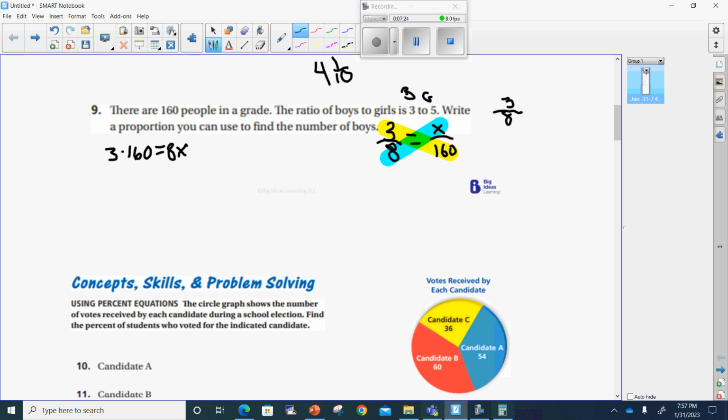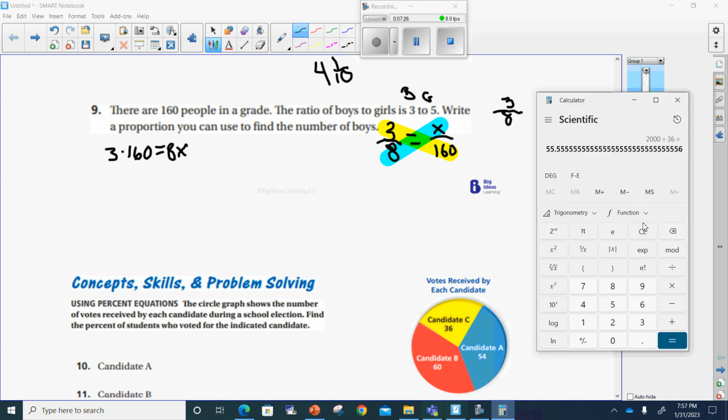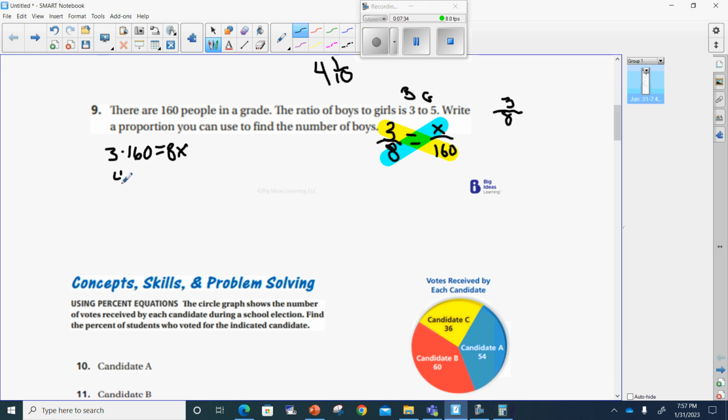Well, 3 times 160, let's use our calculator for that, make sure we get the right answer. 3 times 160 equals 480. And that's going to be equal to 8x. Now I got to get x by itself, so I'm going to divide 8 away.